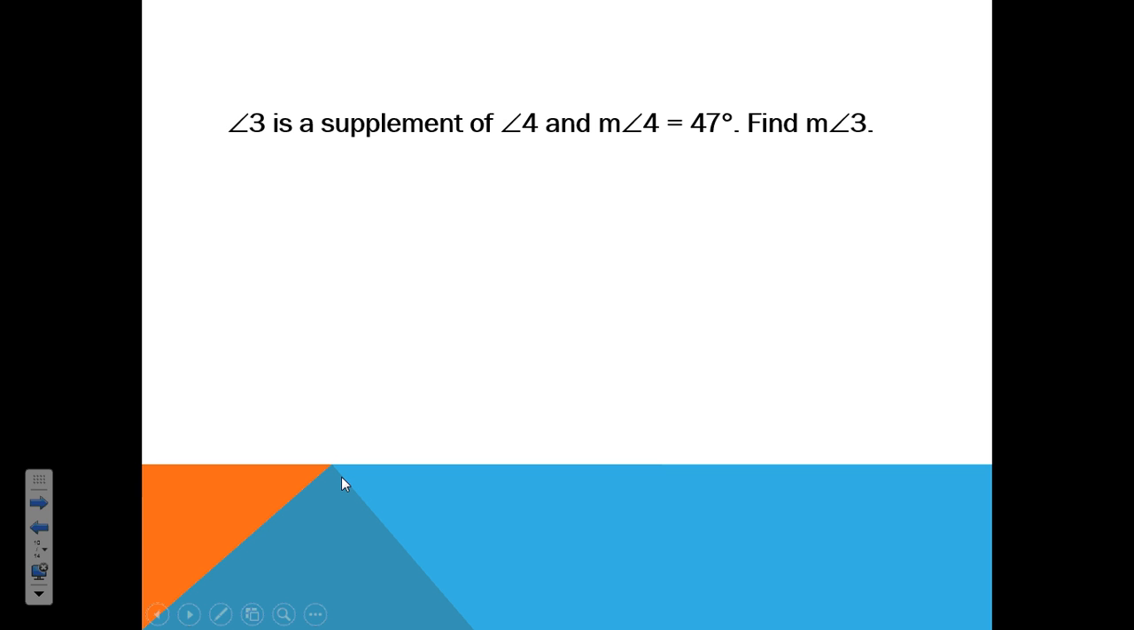Okay. Next one, angle 3 is a supplement of angle 4. So they add up to 180. Good. 180 minus 47. We don't want to have a negative measure, right? So 180 minus 47 is how much? 133. Is everybody okay with these kinds of problems? Okay. I don't want to take a lot of time if you are.